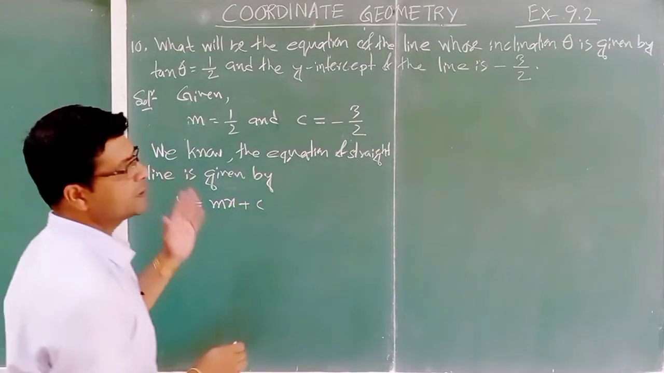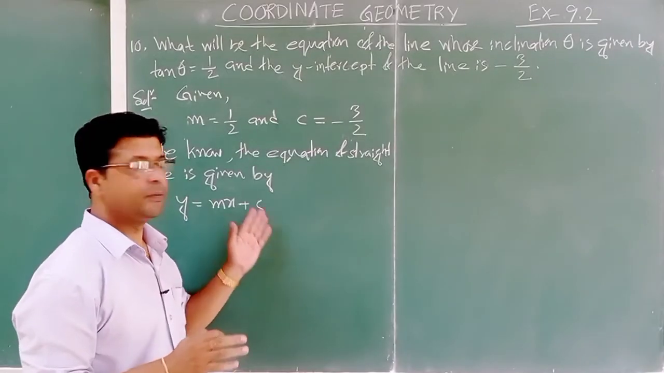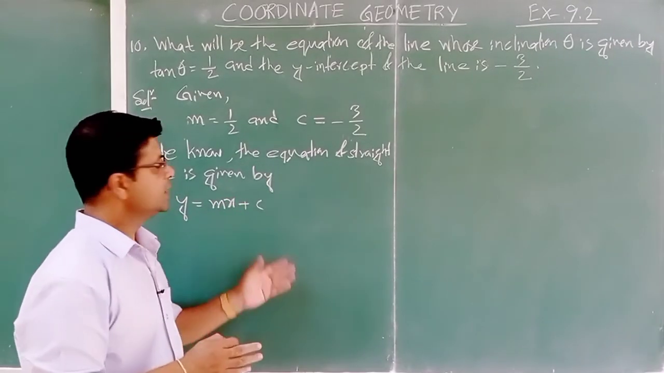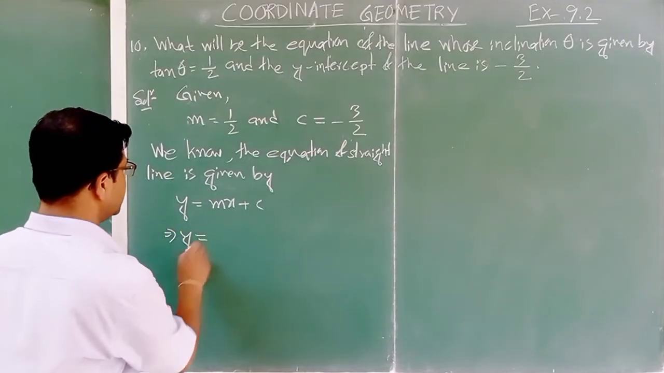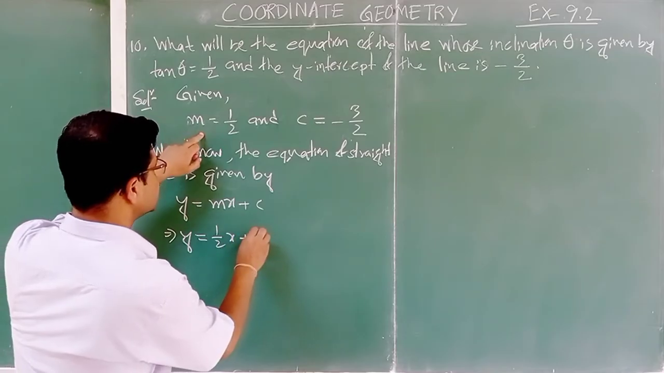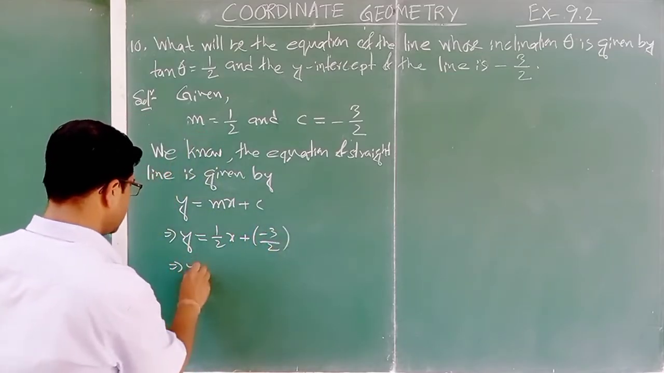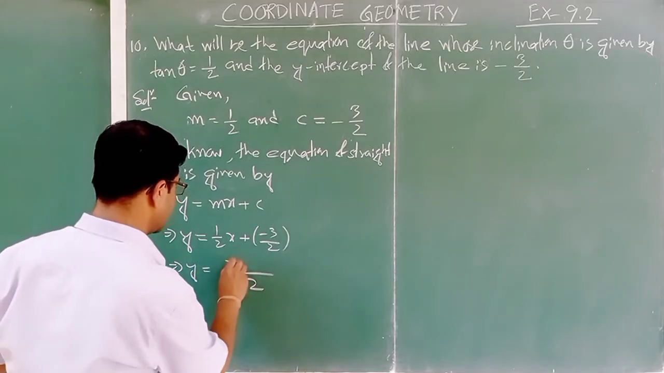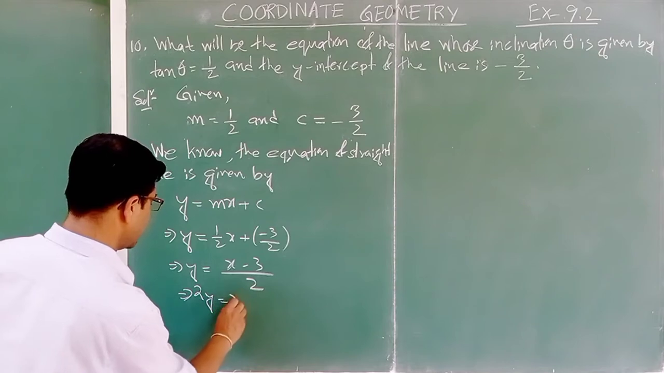The main thing we have to do, dear students, is to see which format of the equation will apply. If you can identify the format, then you just substitute the given values. Here m is equal to half, so y is half x, plus c, which is minus 3 by 2. Let us take the LCM, which is 2. This gives y over 1 equals x minus 3 over 2. Cross multiply, so twice y is equal to x minus 3.